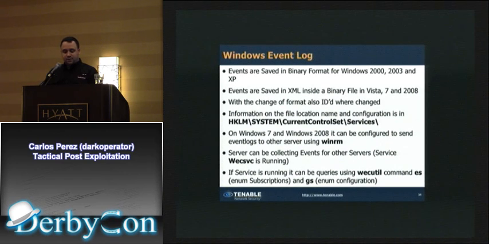Do look for the service WECSVC, and whether it is running. If it is running, then you can use WECUTIL. You give it the option of ES, and it will enumerate any subscriptions or event logs that I'm receiving on that box. If I give it GS, it will give me even more information, and it will tell me what box I am sending the event logs to, and whether I'm using HTTPS or not.